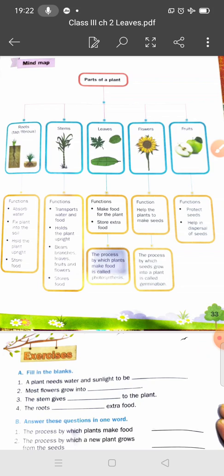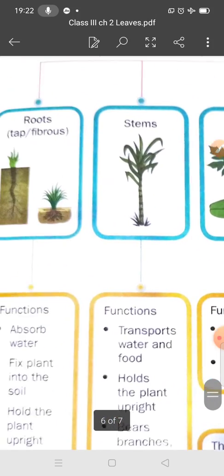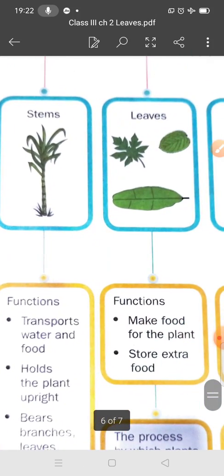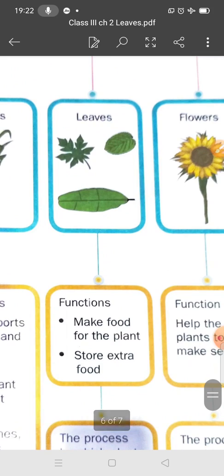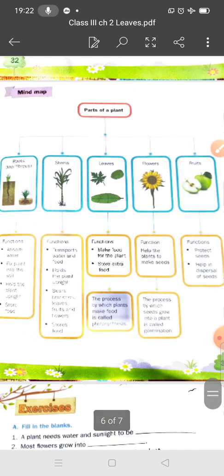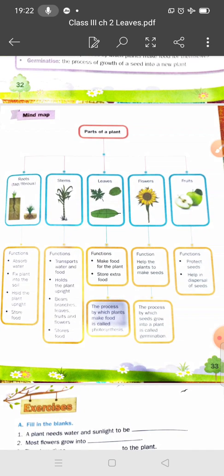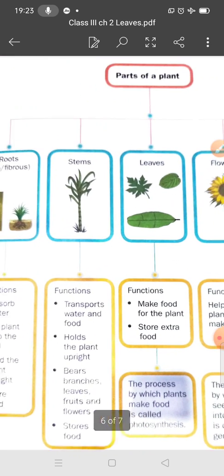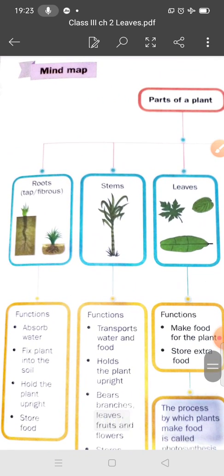So what are the parts of a plant? Yes student, roots, stem, leaves, flowers, fruits. So these are the 5 main parts of a plant. Student, if we talk about roots, you now know that the roots of a plant grow underground.